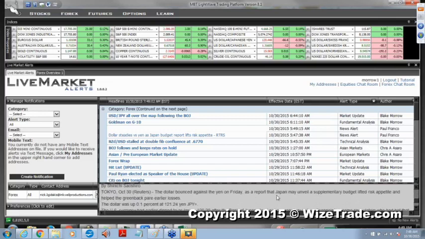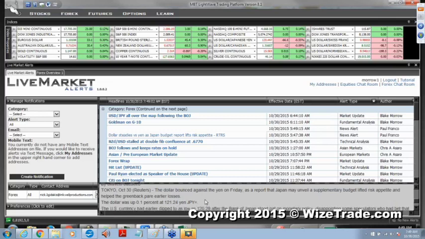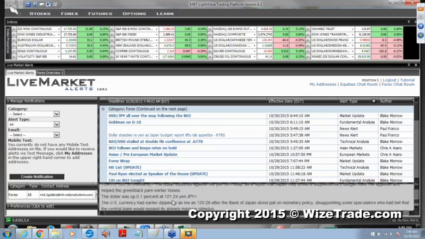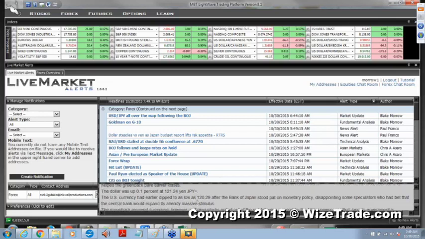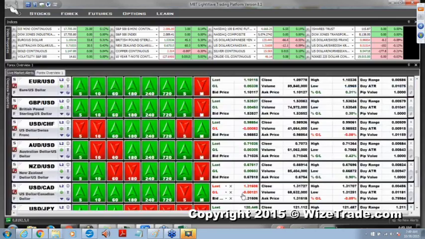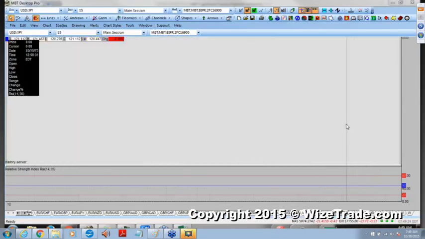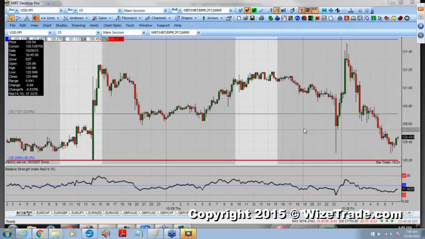The dollar bounced against the yen on Friday on a report that Japan may unveil a supplementary budget, which lifted risk appetite and helped the greenback pare earlier losses. The dollar was up 0.1% at 121.24 yen. And the currency had dipped as low as 120.29 after the BOJ kept rates unchanged, blah, blah, blah. So it was this budget that they announced that created this wicked move, and I was asleep obviously through the whole thing.